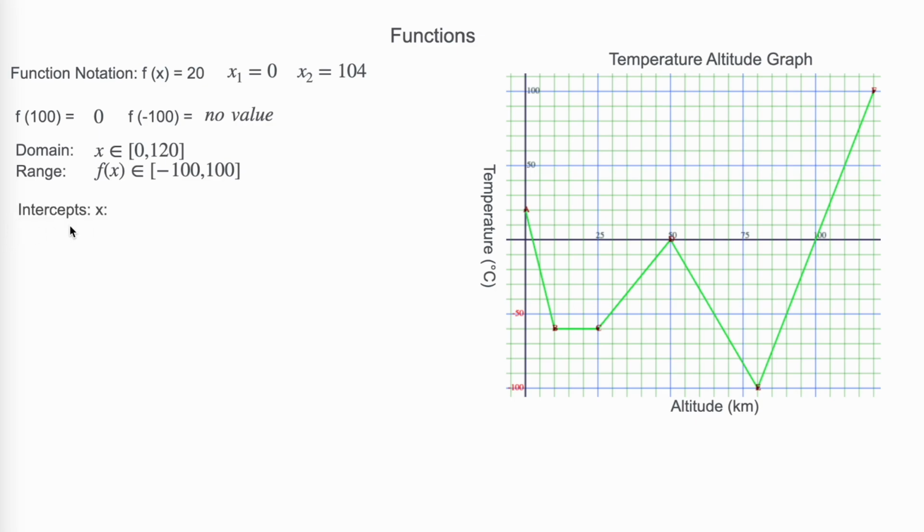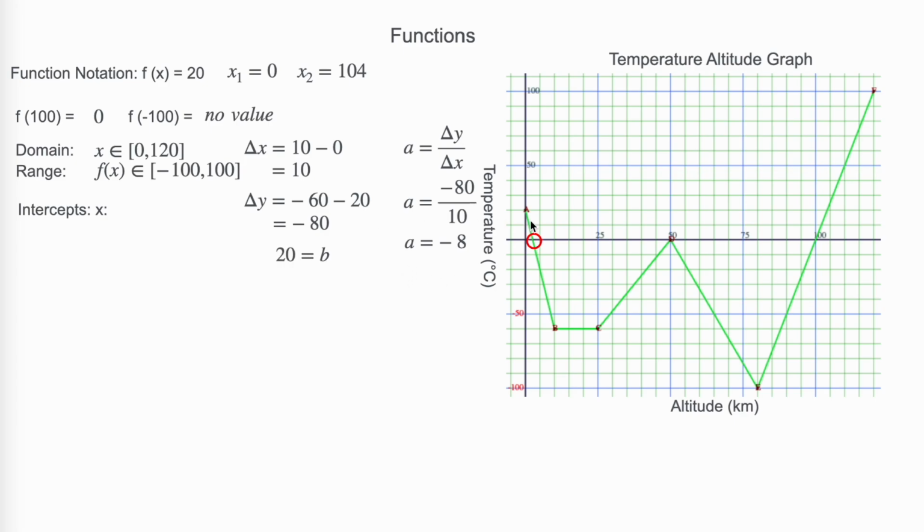The intercepts, the x-intercept. Where does it cross the x-axis? Here, here, and here. We have 3 of them. The first one, we're going to have to use an equation to figure out what this point is. Looks like it's 2.5. I'm going to figure out my delta x. My delta x is 10. My delta y is, this is negative 60, that's 20. So negative 60 minus 20 is negative 80. And that gives us a slope of negative 80 divided by 10, which is negative 8. Our b value we know is 20. That gives us an equation of y equals ax plus b, which is negative 8x plus 20.